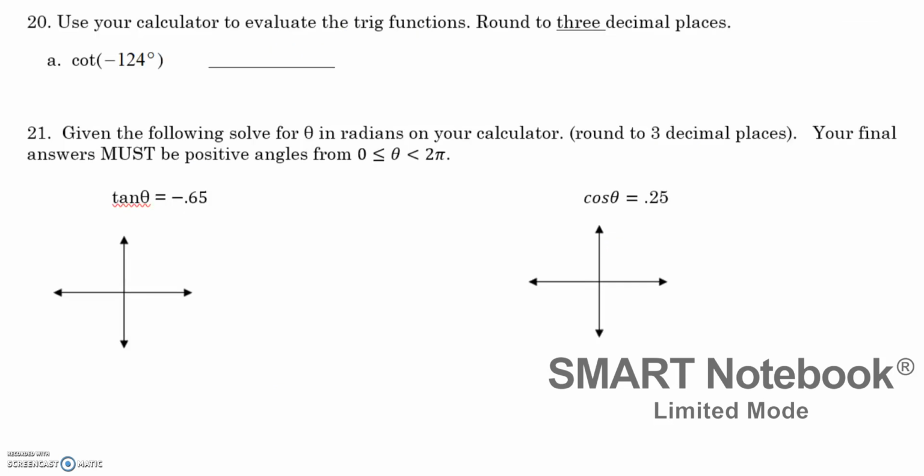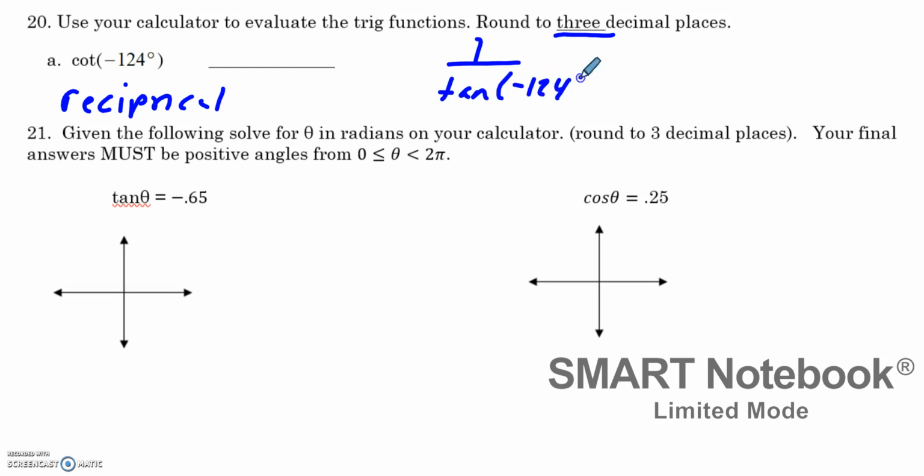Number 20, use your calculator to evaluate the trig functions, round to 3 decimal places. When you're given cotangent of negative 124 degrees, remember that cotangent is a reciprocal function. And so we're not flipping the angle, we are flipping the function. And we're not finding an inverse, we're finding a reciprocal. So this is the same as 1 over tangent of negative 124 degrees. Remember, because this is given in degrees, your calculator must be in degrees to get this correct. And if I take 1 divided by the tangent of negative 124 degrees, the answer would be 0.675.